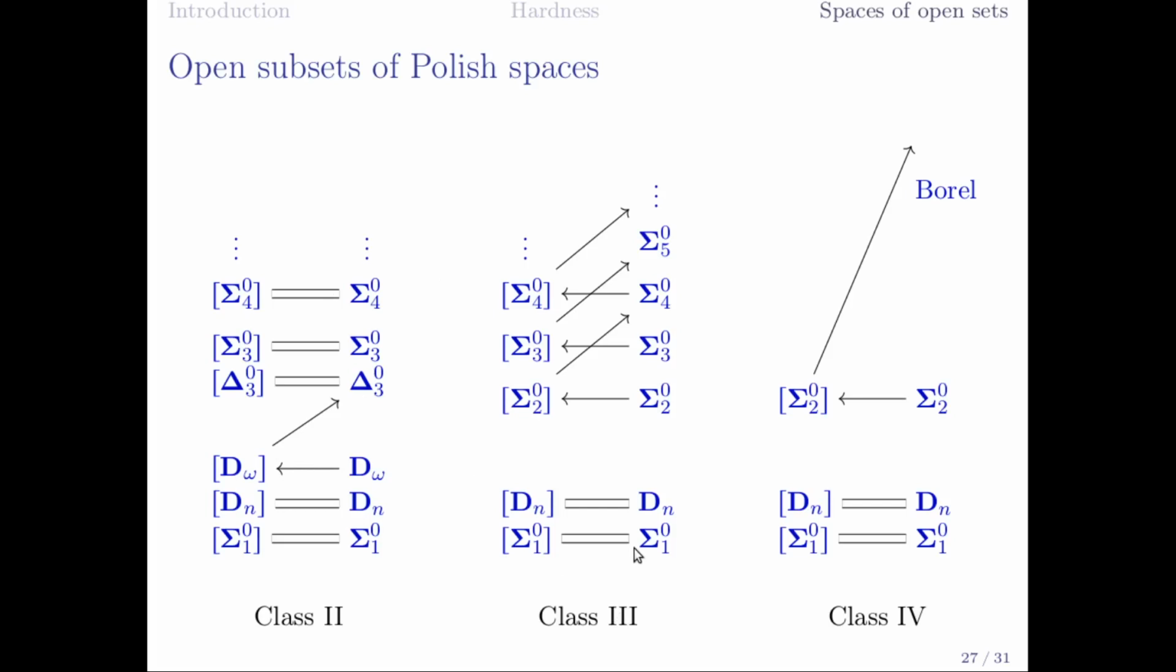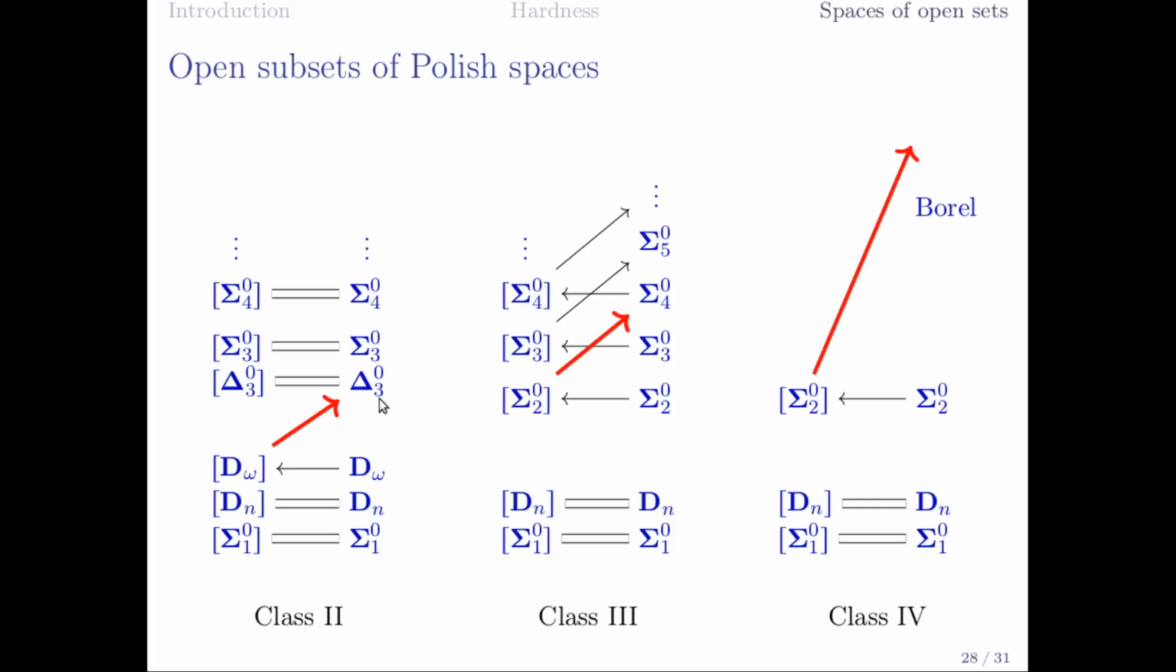In class 3, we have disagreement at all levels starting from sigma 2. So we don't know exactly what happens below. This remains to be studied. And the very worst case is class 4, for instance the Baire space. So we are looking at the space of open subsets of the Baire space here, and there is a set which has symbolic complexity sigma 2, but which is not Borel, so it goes above the Borel hierarchy. So there is a huge gap there.